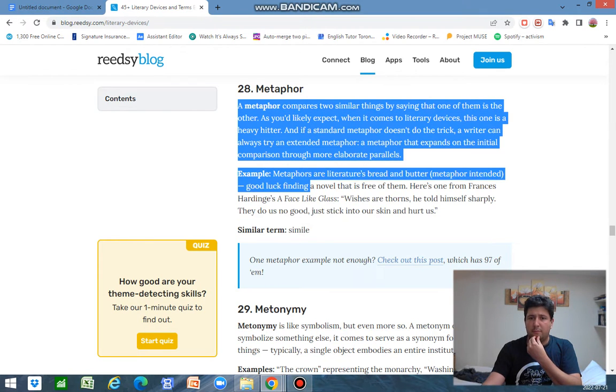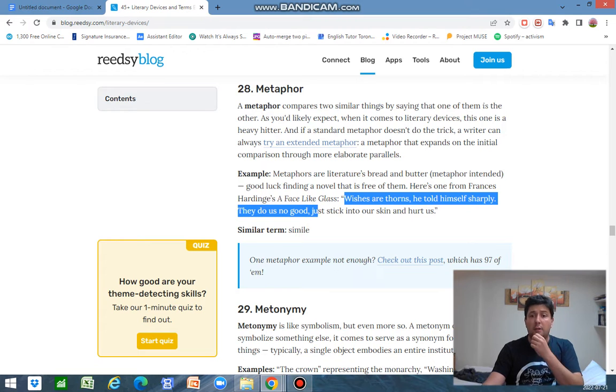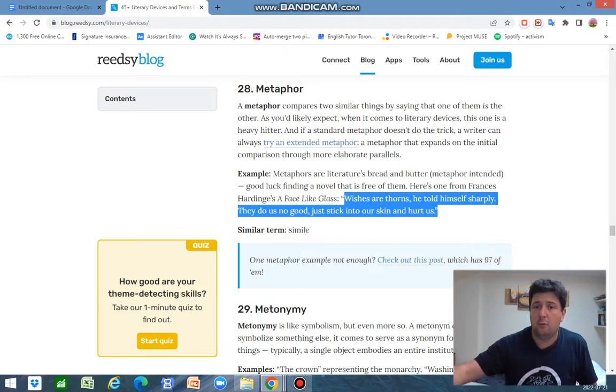Here's a metaphor from Francis, Face Like Glass. Wishes are thorns, he told himself sharply. They do us no good. Just stick into our skin and hurt us. Wishes are thorns.